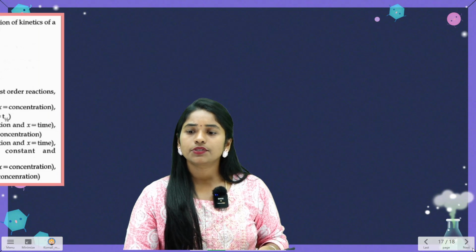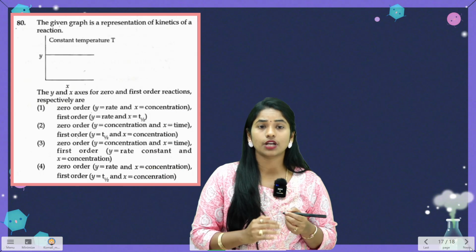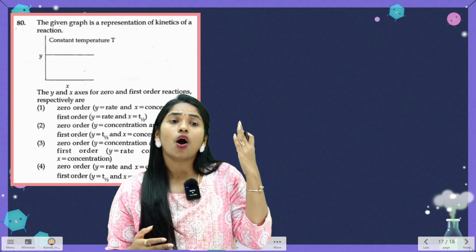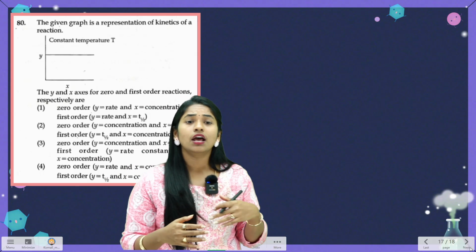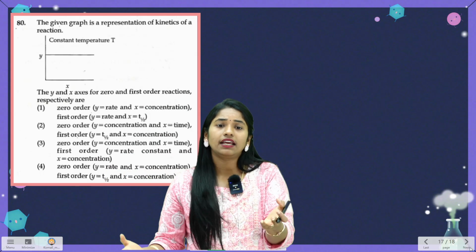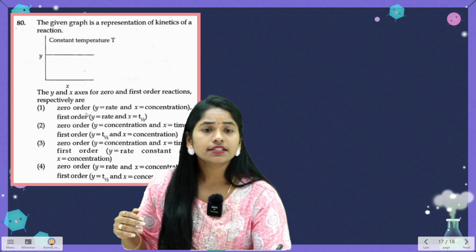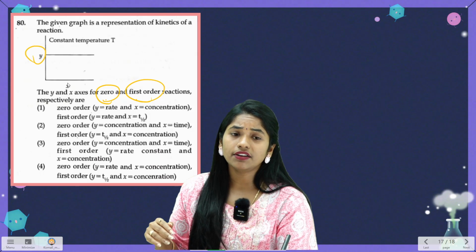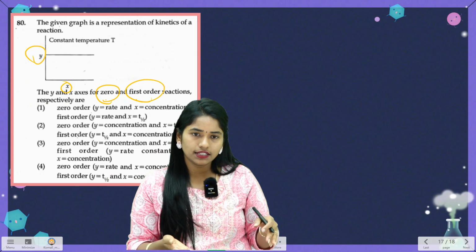Understand? Now see the next question, which is asked from the chemical kinetics chapter. The given graph is a graph on a y-axis. They have taken rate, or on the x-axis sometimes concentration, and they are asking the relation. Now see here, this is a zero order, for a first order. They are changing the x and y, and they are asking which one satisfies this.